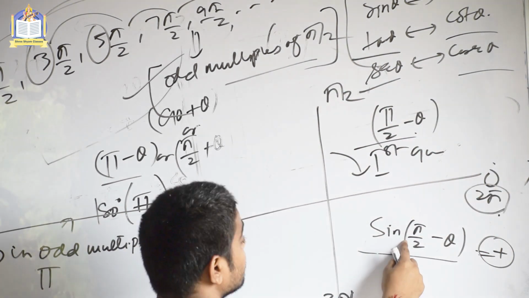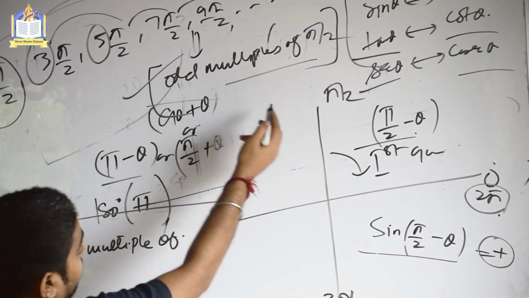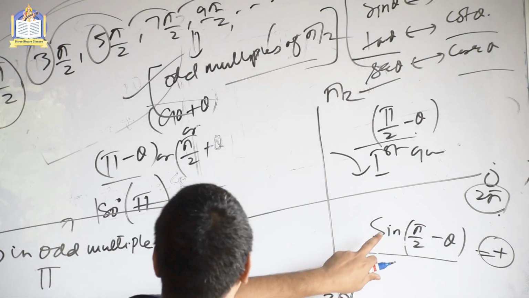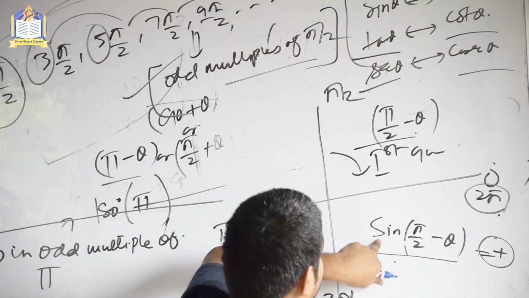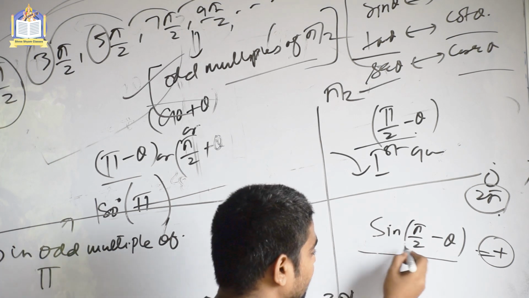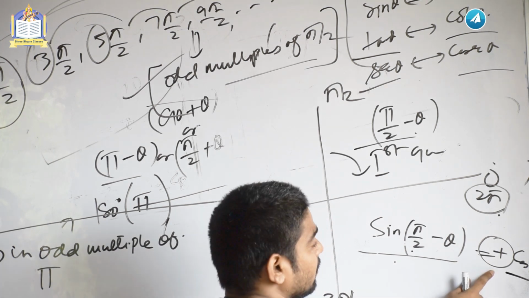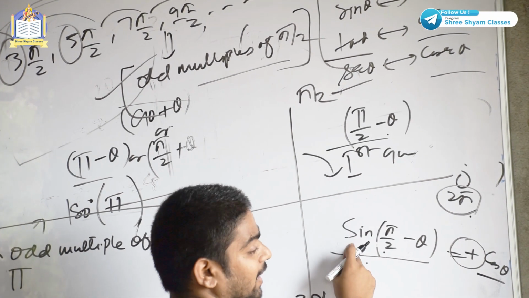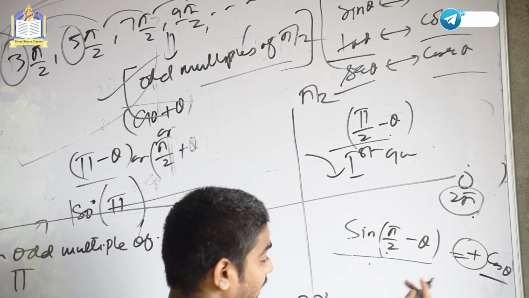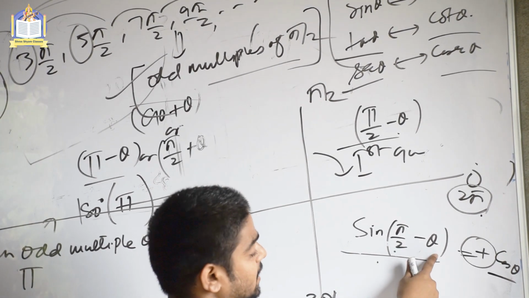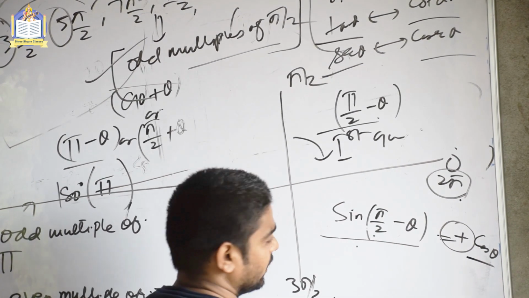You can see here pi by 2 is nothing but an odd multiple of pi by 2. And we have just learned that in odd multiple of pi by 2, sin theta changes to cos theta. So this sin pi by 2 minus theta is nothing but cos theta. Now, will it be positive or negative? We have just said that in the first quadrant, whether it is sin, cos or tan, the value will always be positive. In class 10 you might have read sin 90 minus theta, which is nothing but cos theta. So these are some advanced concepts in radian angle. This is not in degree but in radian.